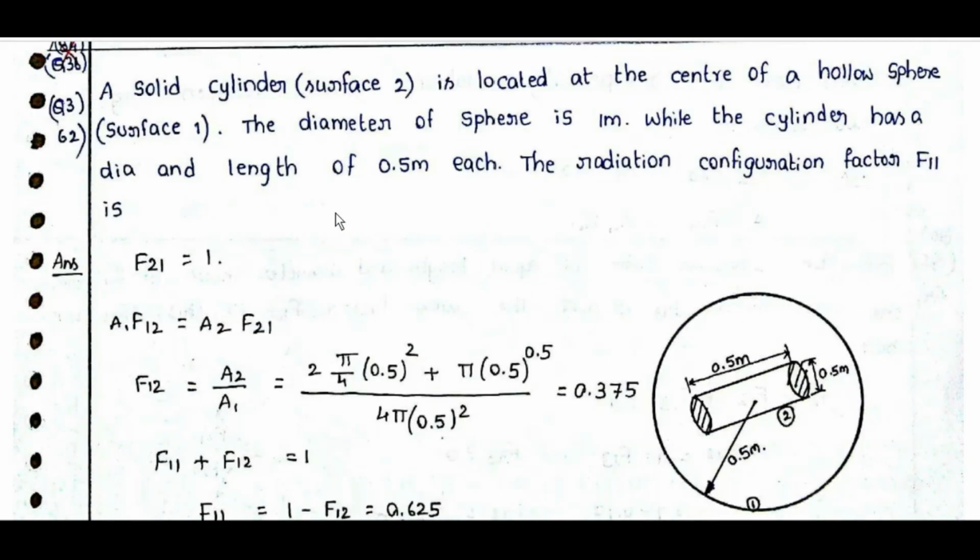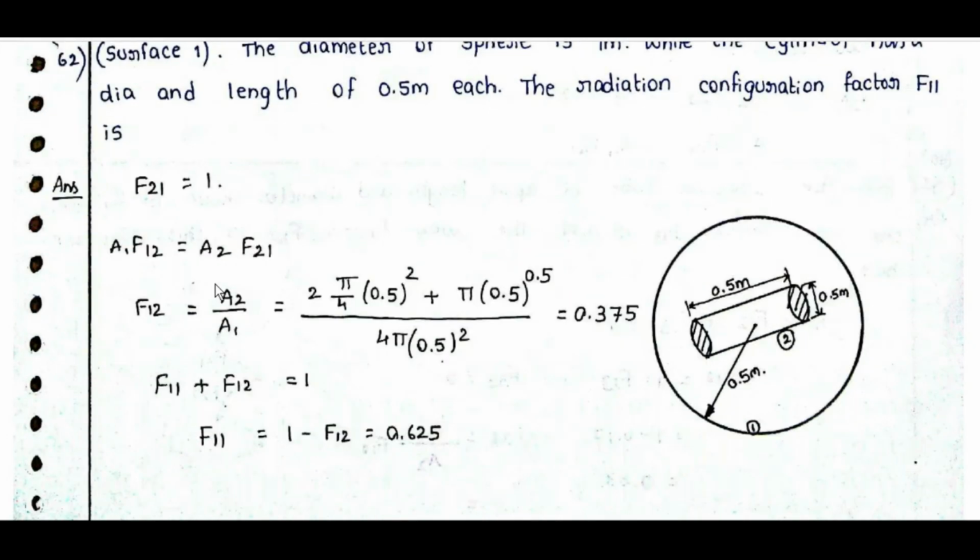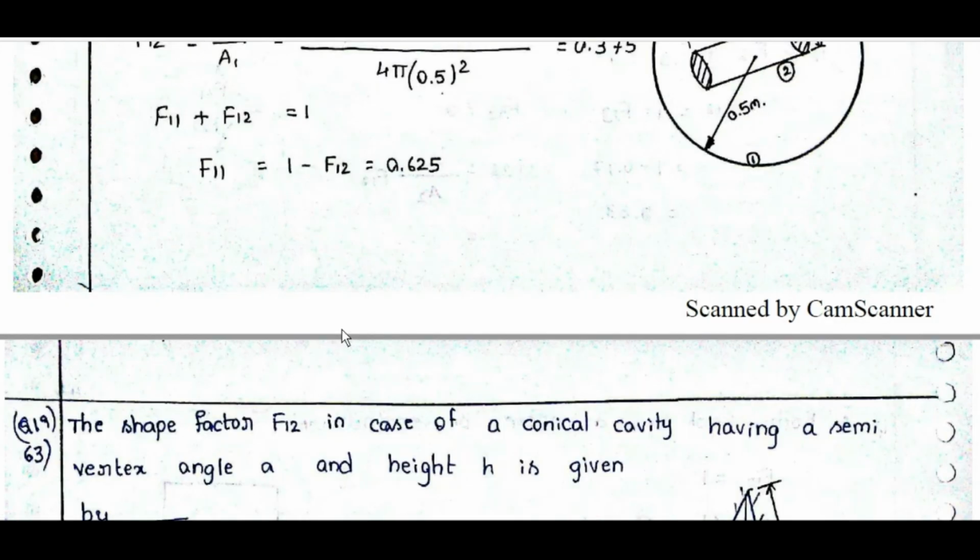Solid cylinder inside a sphere. All dimensions are given. F21 is equal to 1. A1 F12 is equal to A2 F21. From that we can find it. F11 we can find by F11 plus F12 equal to 1.